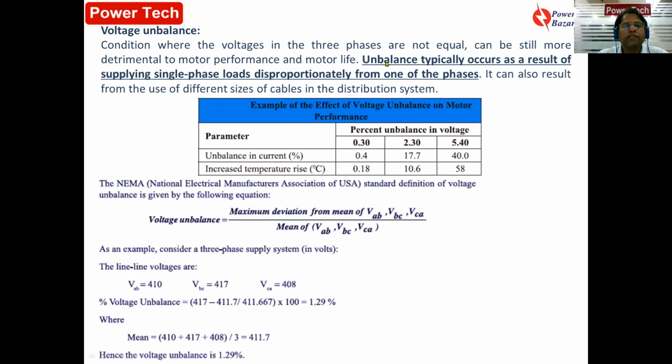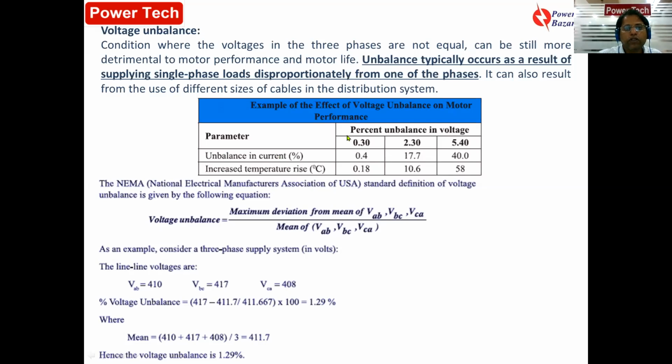Now, why does voltage unbalance occur? Because the loading is not appropriate. In a three-phase load, if you give an unbalanced load, then automatically your voltage will also be unbalanced, because the potential drop will be unequal in each different circuit. Based on the potential drop and the current flow, because there are three different resistances or impedances in the three-phase circuit, voltage and current unbalance will happen.